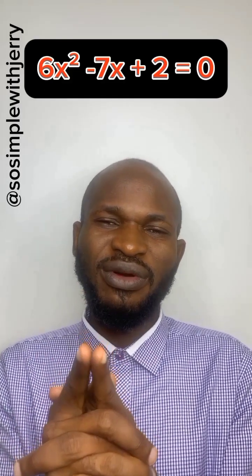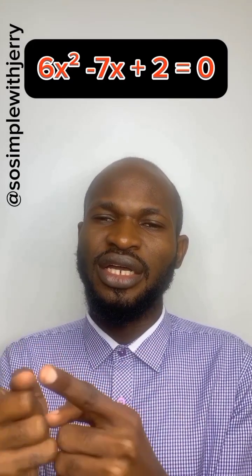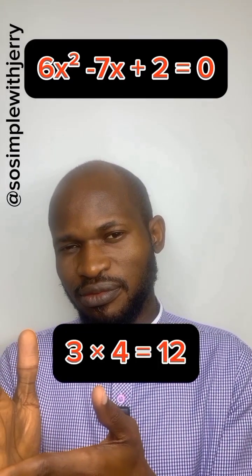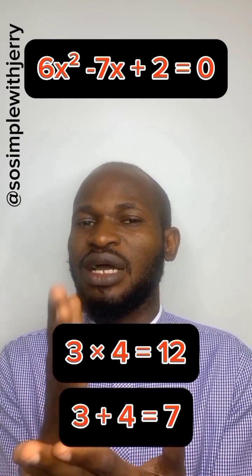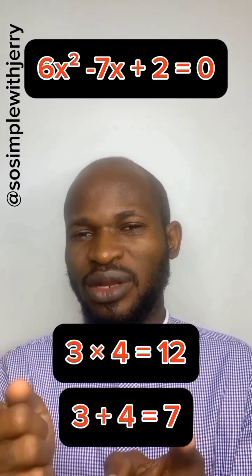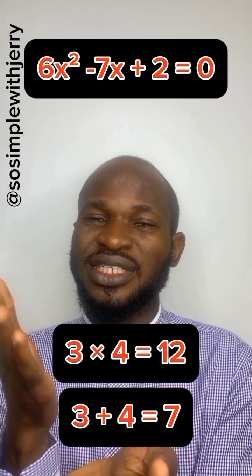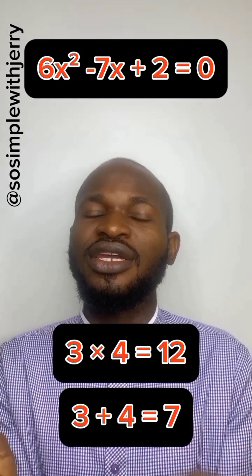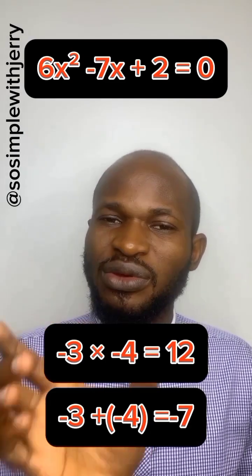So if you check very well, the possible combination we can use are 3 and 4. Yes, 3 times 4 is going to give you 12. But guess what? The sum of those numbers that will give us -7 will definitely be what? -3 and -4, because if you say 3 and 4, 3 plus 4 is going to give you a positive 7. You don't need that. You need to make them have a negative sign. So -3 plus -4 is -7. So you need -3 and -4.